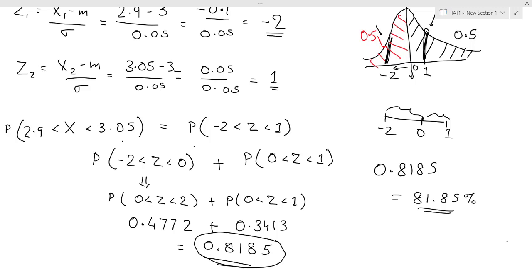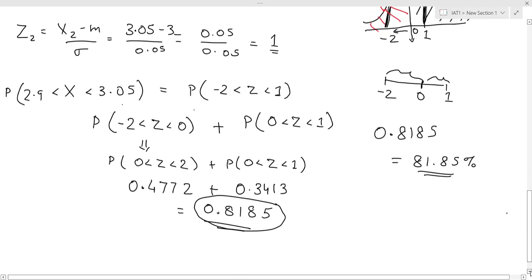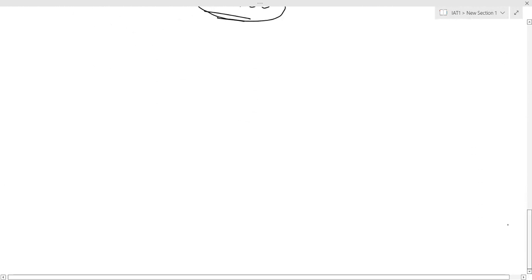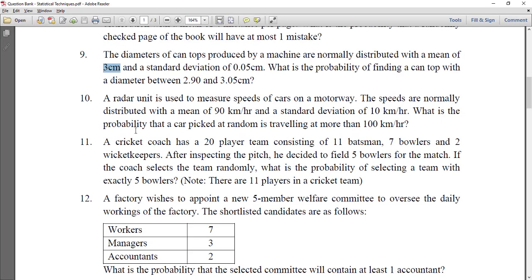81.85%. So this was the probability of finding a can of diameter 2.9 to 3.05. That was our question number 9. Similar to question number 9, we have question number 10. So let us look at question number 10. What are they telling in question number 10?